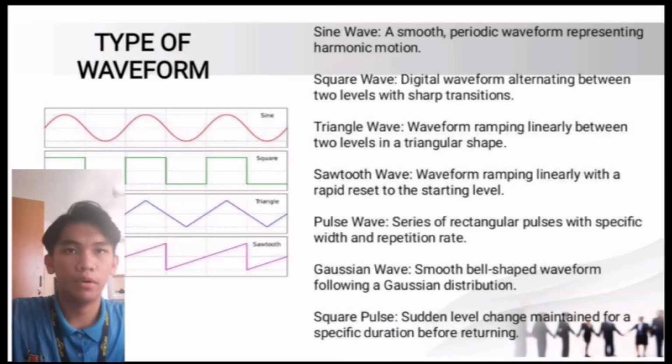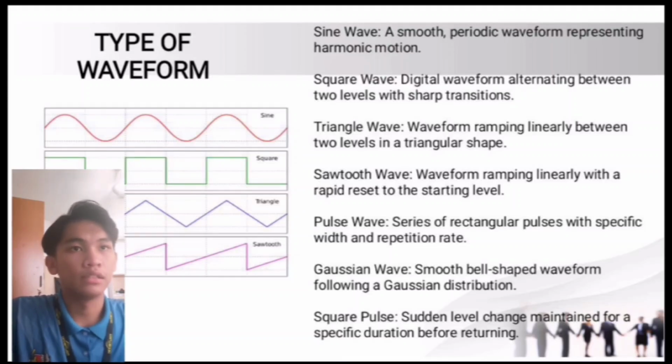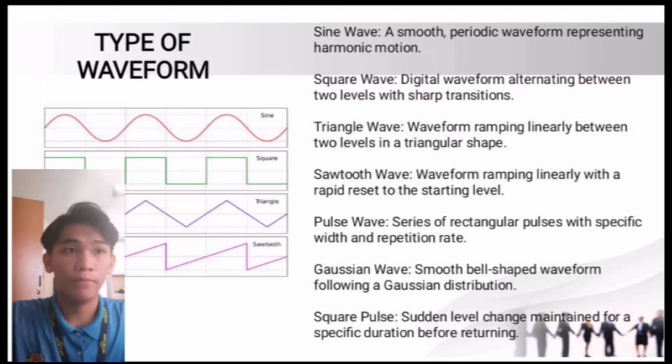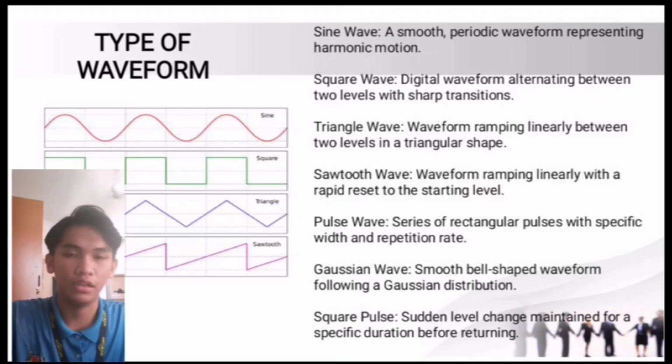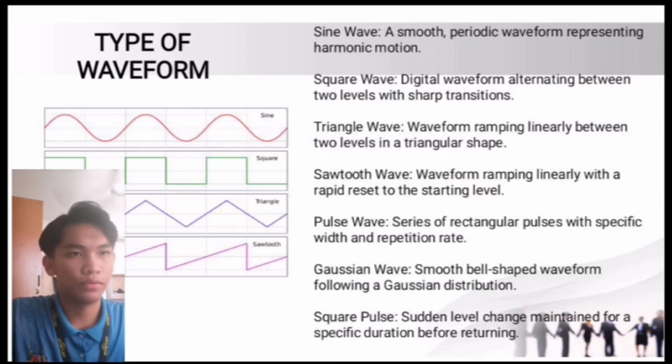We can see here the types of waveform such as sine, square, triangle, and sawtooth. Sine wave, a smooth periodic waveform representing harmonic motion. The square wave is a digital waveform alternating between two levels with sharp transitions. Triangle wave, a waveform ranging linearly between two levels in a triangle shape. Sawtooth, a waveform ranging linearly with a rapid reset to the starting level. Pulse wave, a series of rectangular pulses with specific width and repetition rate.